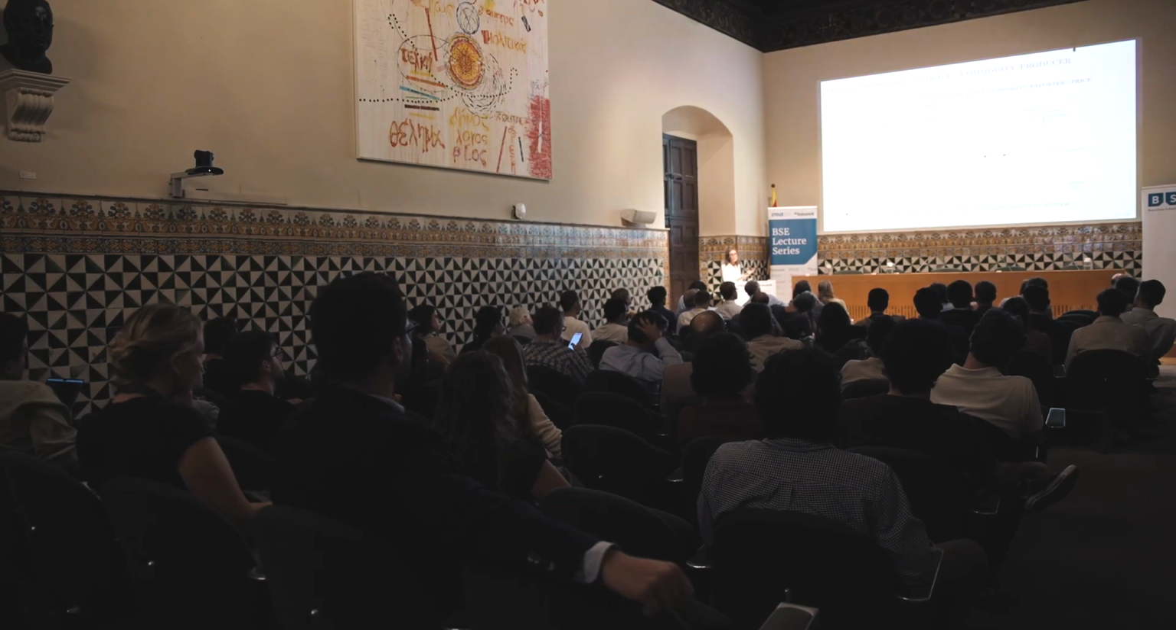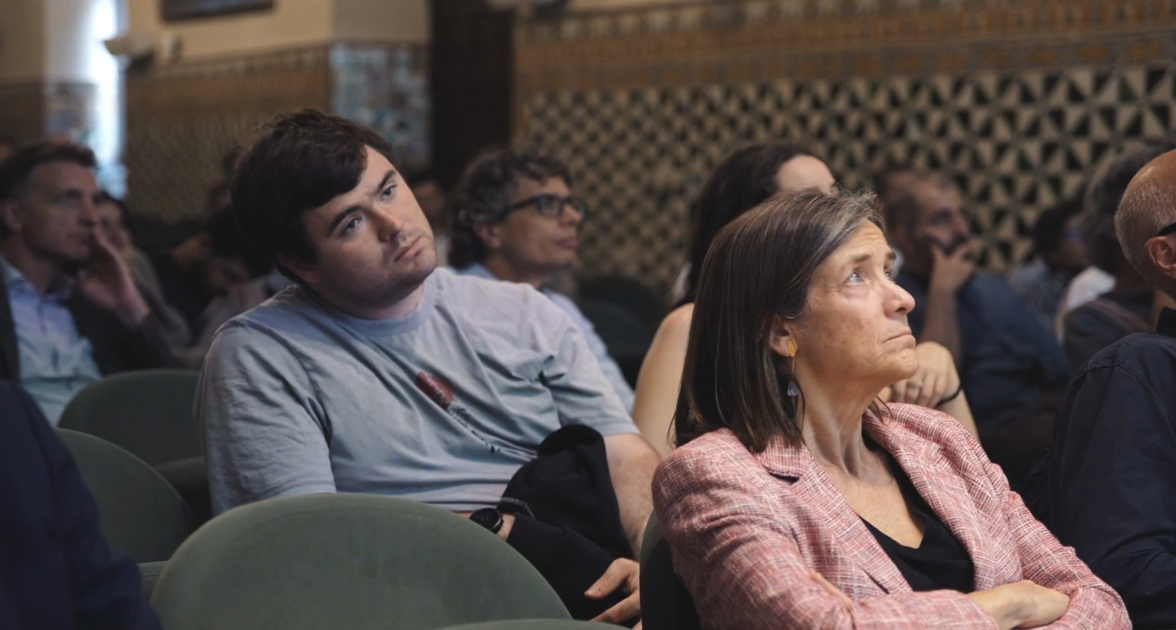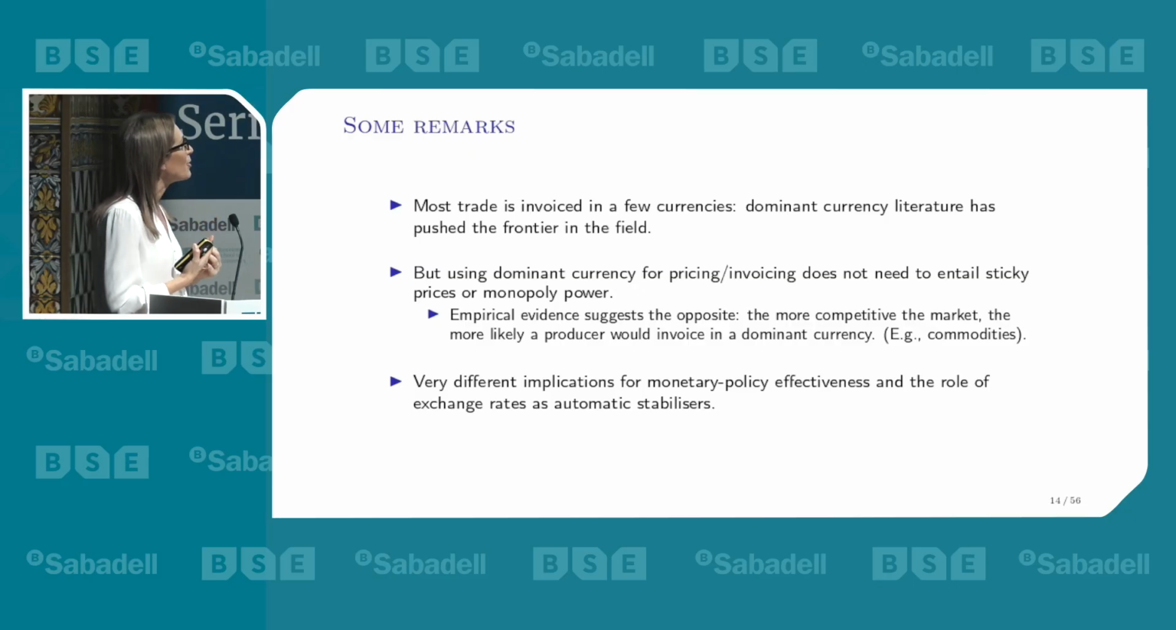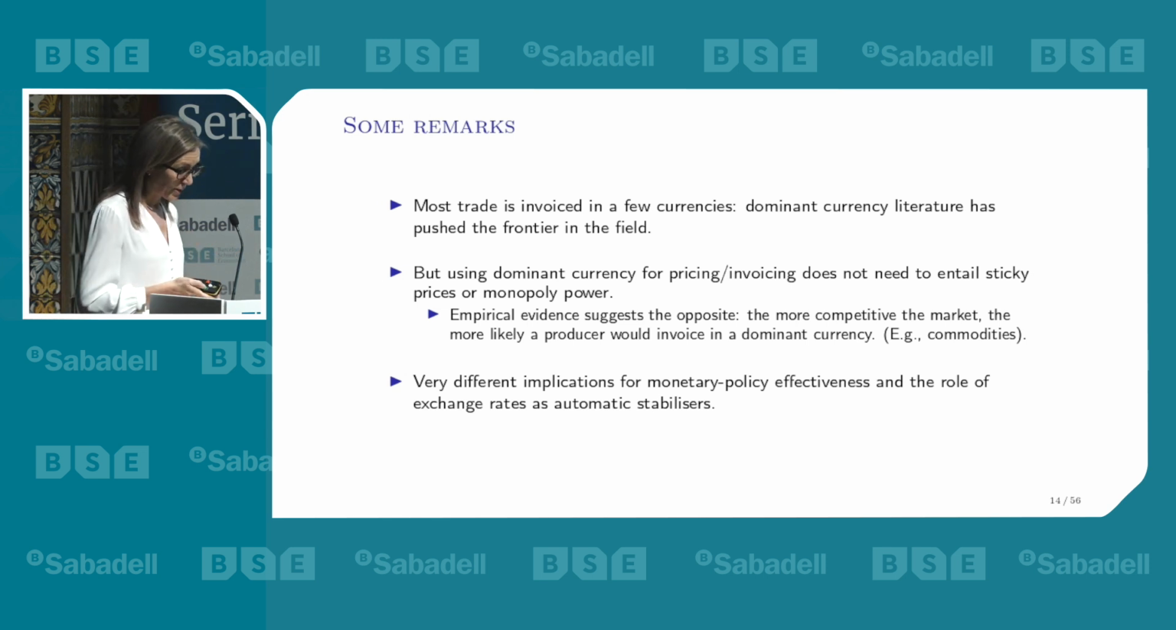What we learn from the evidence is that the more competitive the market, the more likely it is that producers will use the dollar or some other vehicle currency in pricing. This small change in assumptions here can have consequential implications for the role of monetary policy and its effectiveness, and what we are telling countries to do with their policies and instruments.